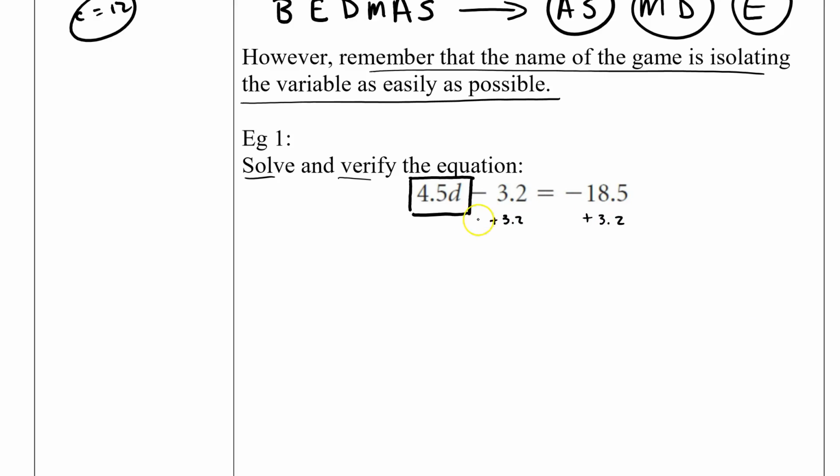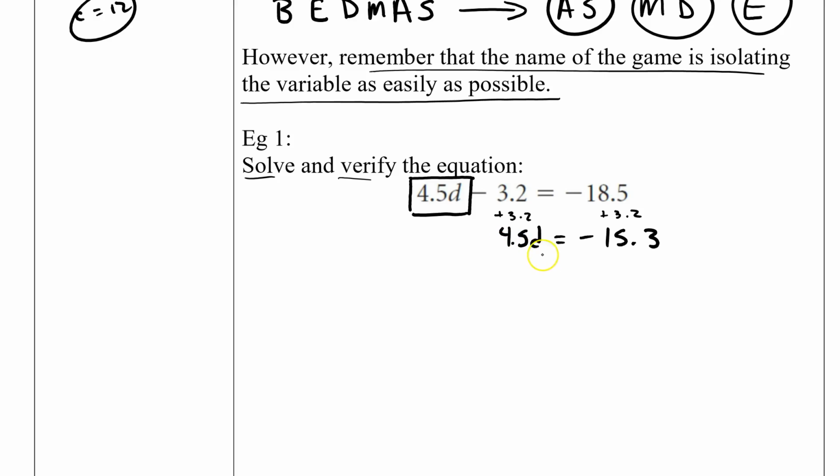Now, just as a little caveat, this step is not going to be needed, like putting these little things underneath. Eventually what you will be able to do is go like this, and the next step is just going to be 4.5d equals negative 15.3. Okay, but just for now, it's going to be not too bad if we just put this extra step in, just so that we know exactly what we're doing. But just letting you know, next year it's not going to be needed. And actually, by the end of this year, it should not be needed too.